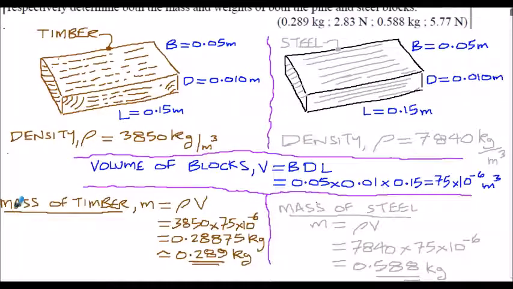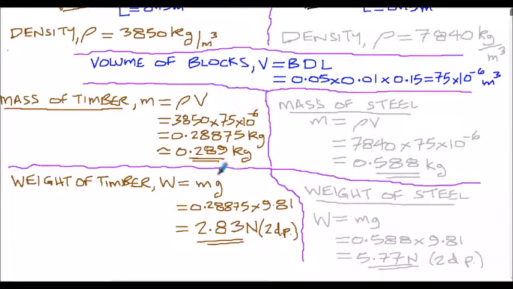So now we can calculate the mass of the timber. Mass is the density multiplied by the volume. Density is given in the question, and we just calculated the volume above, the meters cubed. So we can calculate the mass, which is approximately 0.289 kilograms. And for the steel block, we can calculate the mass. Same process, that works out to be 0.588 kilograms.